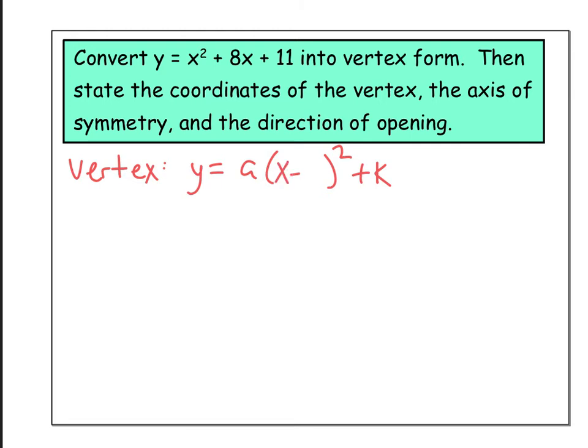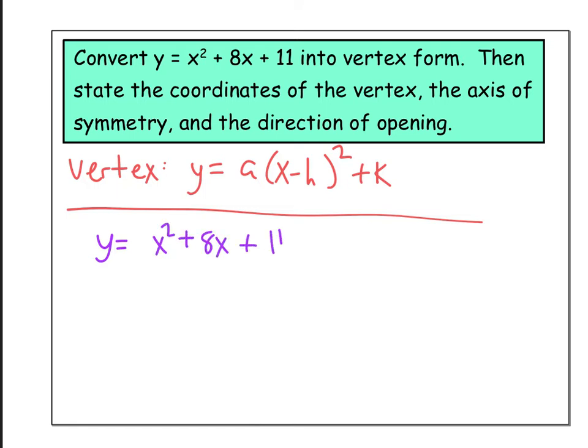So x minus h. All right, so our problem for this example is y equals x squared plus 8x plus 11. Okay, so first things first, the a value right here in our problem, you could just think of there being a 1 there. So we know what that is. So the next issue just becomes, how are we going to figure out this piece? We need it to be some (x minus h), and then the whole thing is squared.